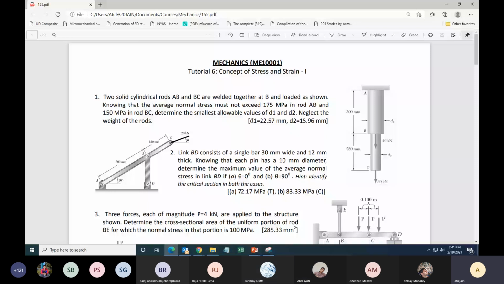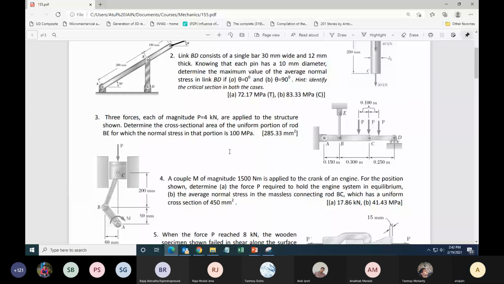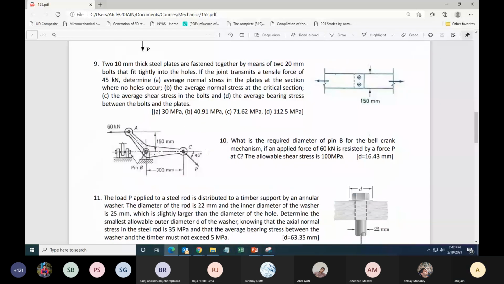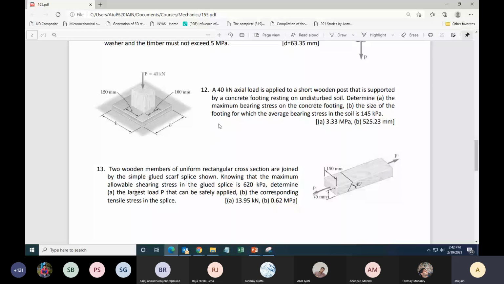Problem 2 we have discussed. 3 and 4 we have not done. 5 was discussed in great detail. 7 was discussed, 8 is discussed, 9 is discussed, 12 is discussed, 13 is discussed. So many problems we have done. So which problem should we solve now?